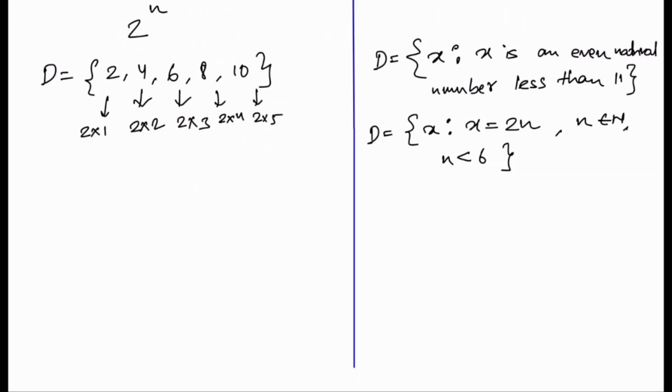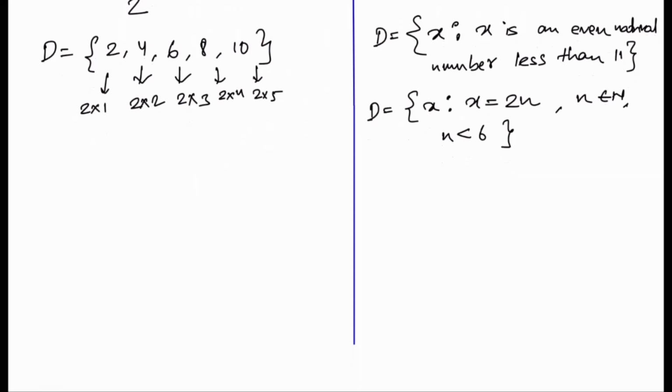Next example we will take. Similarly, there is another example. Now the set has elements 5, 25, 125, and 625. These four elements are present in the set. Okay. Now see what the property is.